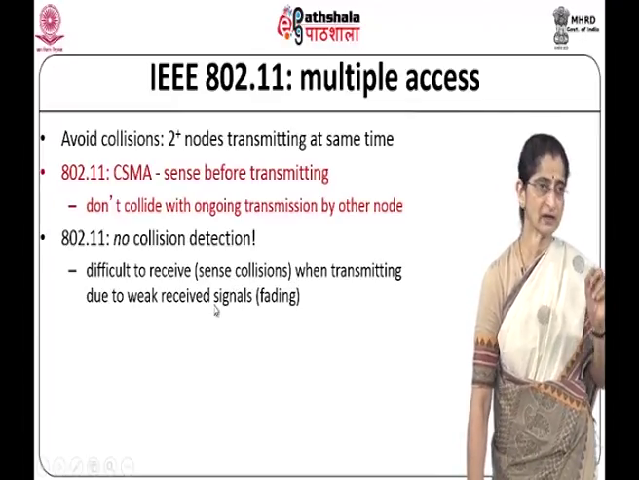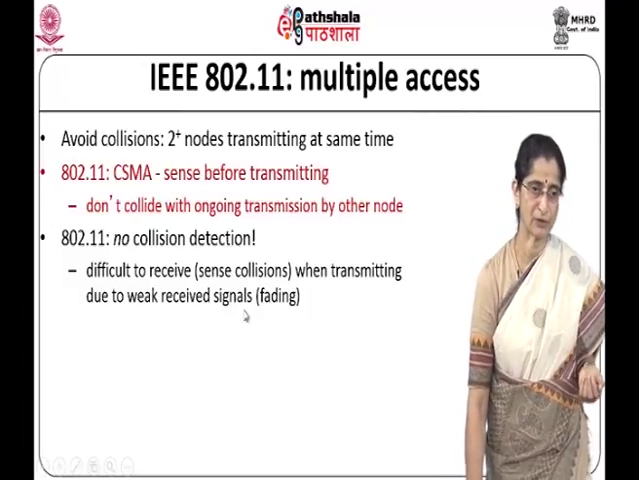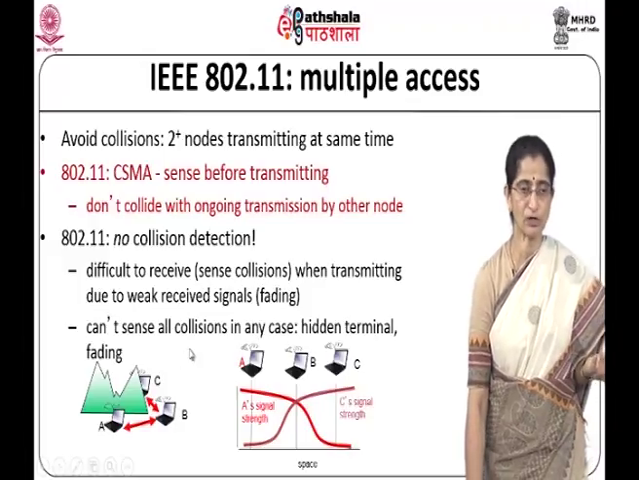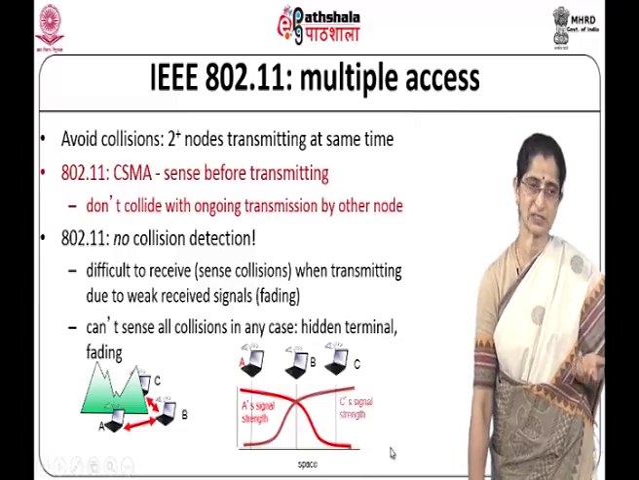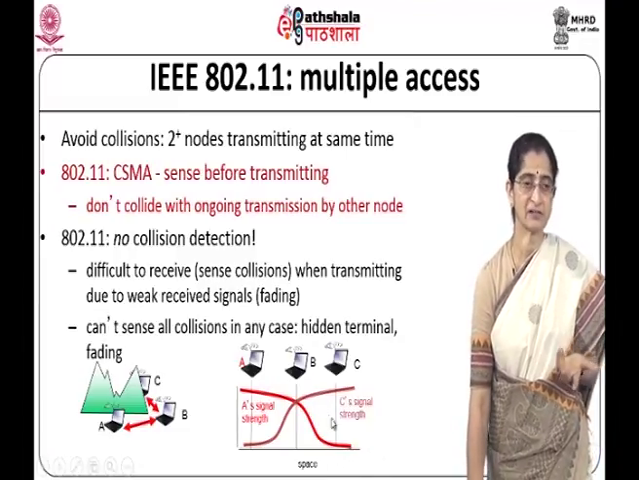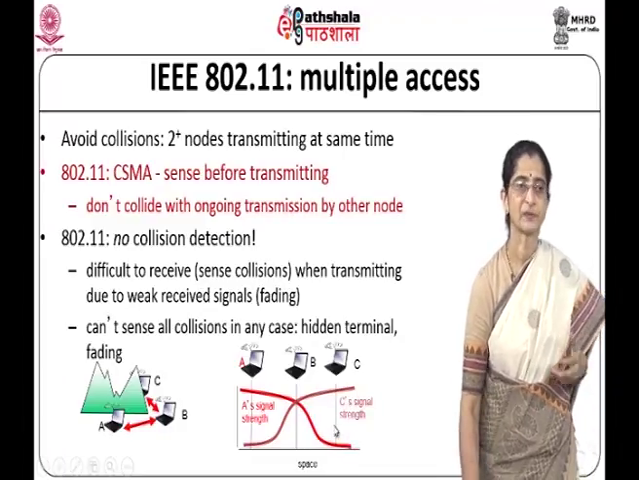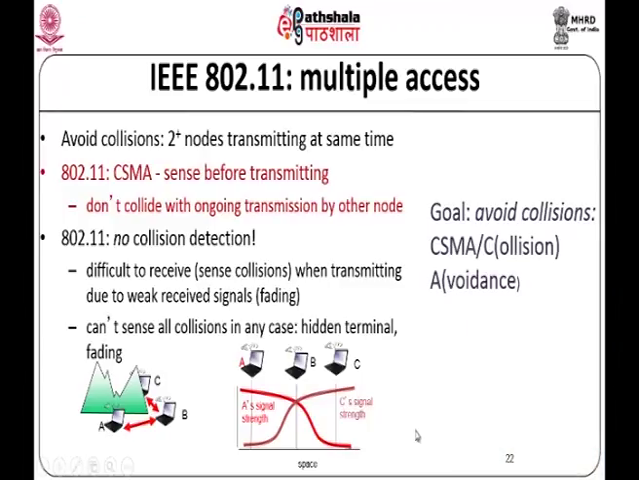That is because, as we saw, of reasons like fading, the attenuation of the transmitted signals, and we also looked at the hidden terminal problem. You can't sense all collisions. If A is transmitting while C is transmitting data, C cannot hear A's transmission. So you can't do collision detection, so we need to do something else. We do what is called collision avoidance. So we have a technique called CSMA-CA, C for collision, A for avoidance.